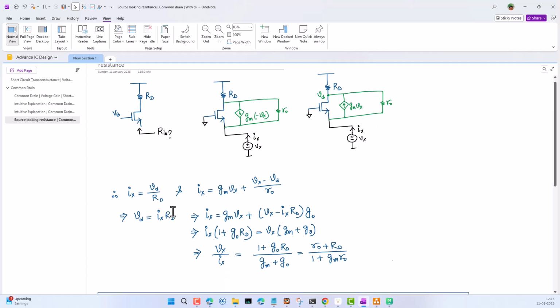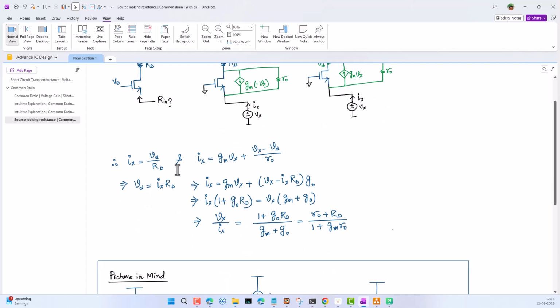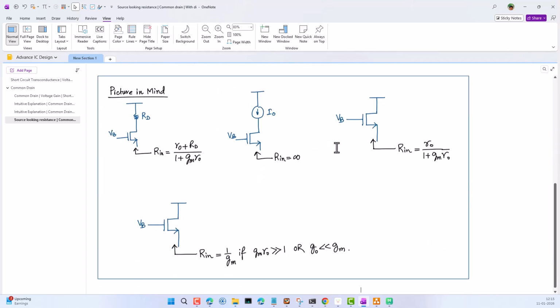Now you just have to apply the KCL over here, and we have two equations. One current is basically this current, that is your VD by RD. This current is the same as this IX current. If you apply KCL over here, then this IX current is basically the sum of these two currents: GM VX plus the current through R naught, VX minus VD by R naught. Now you just solve these equations and you will get this expression. Very straightforward. Then you will see under different conditions how this Rin changes.